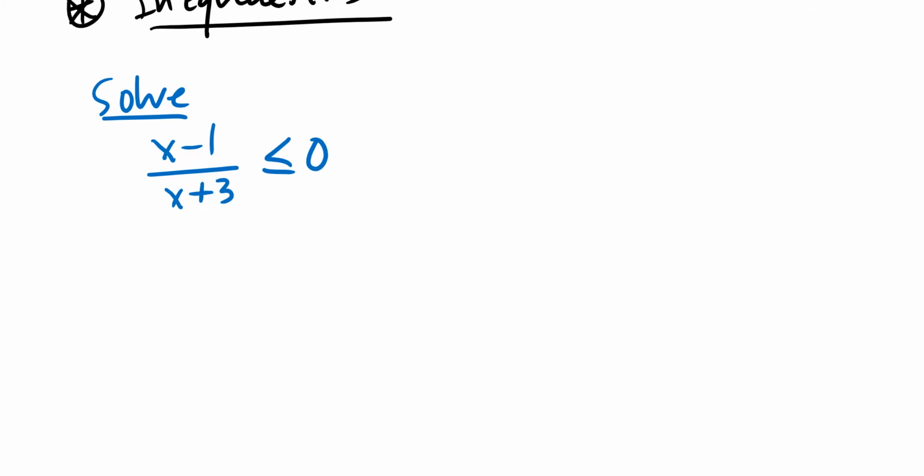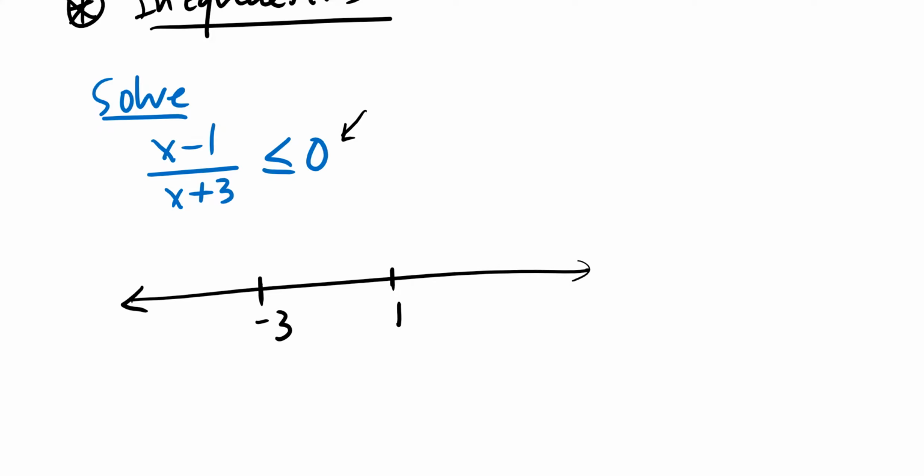Well, first make sure this is 0 here. What makes the top 0? 1. What makes the denominator 0? Negative 3. And now we pick testing points. You can pick any value here, say x equals 2. Substitute it in. 2 minus 1 is 1, and 2 plus 3 is 5. That's positive. So any value you pick above 1 is always going to give you a positive value.